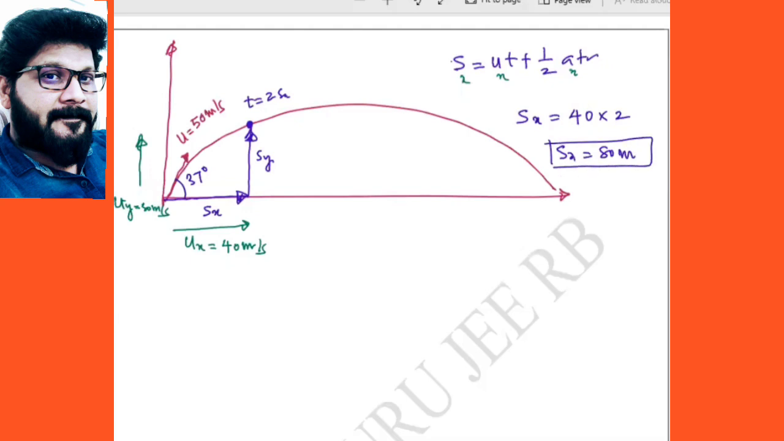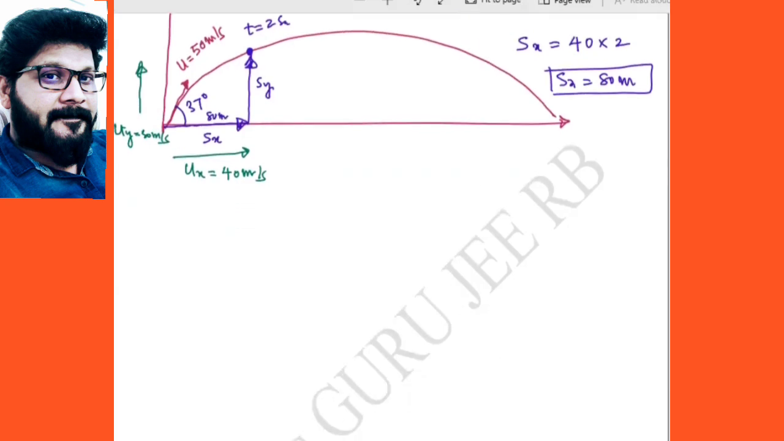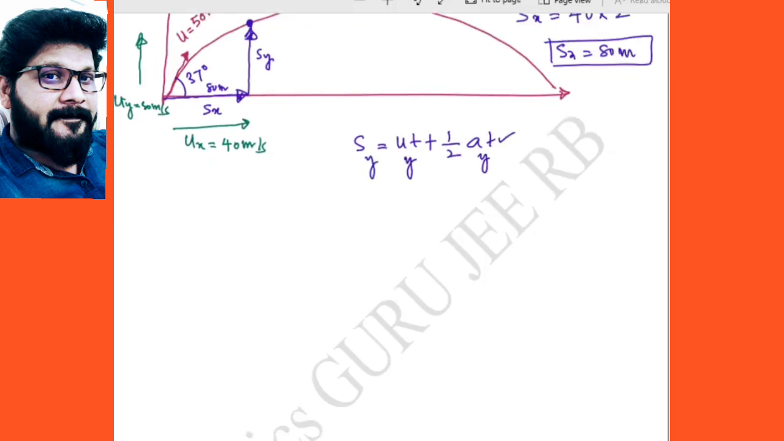So the horizontal distance traveled is 80 meters. Now what is the vertical distance? Let us go with the vertical distance. Now s is equal to ut plus half at square, so sy equals uy t plus half ay t square. Sy we want to calculate after 2 seconds.